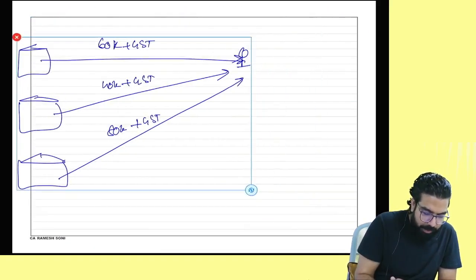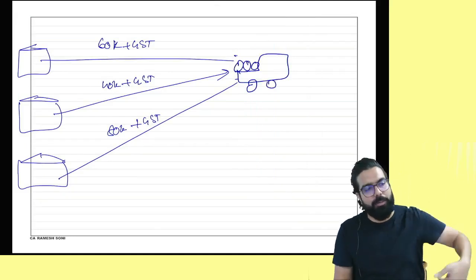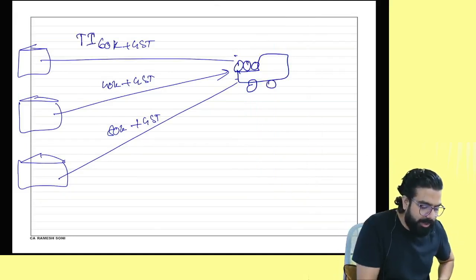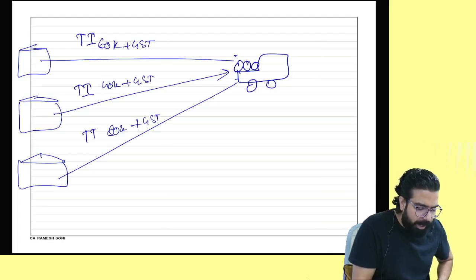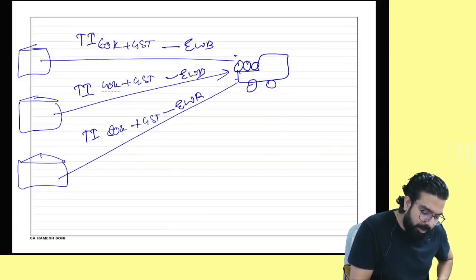Everyone over here. I put all the goods in one truck and send it to you. Can I generate one eBay bill for 3 tax invoices? No. Here also you have to generate one eBay bill.